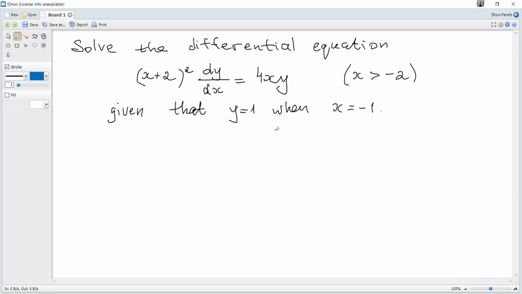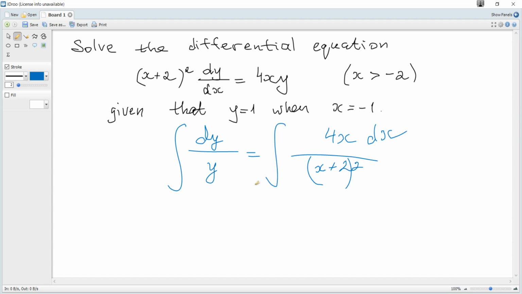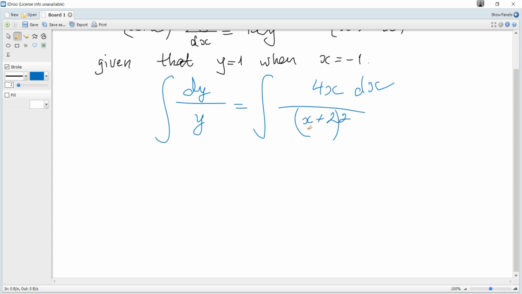Solve the differential equation (x + 2)² dy/dx = 4xy. To solve this differential equation, we need to separate variables. We can rewrite it as dy/y = 4x/(x + 2)² dx, and now we can just integrate both sides. We can see that the integral of 1/y is just ln of the absolute value of y. And how do we integrate the right hand side?